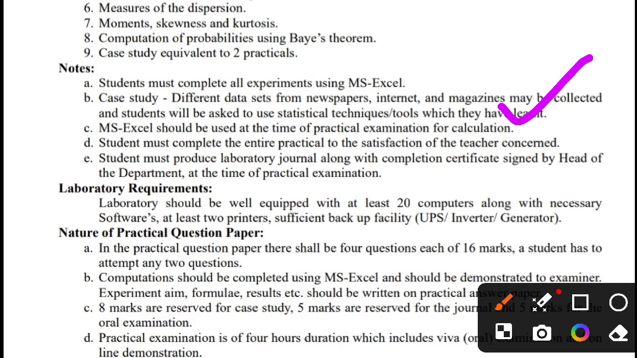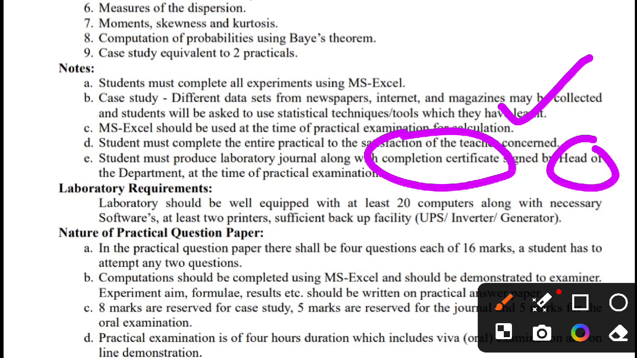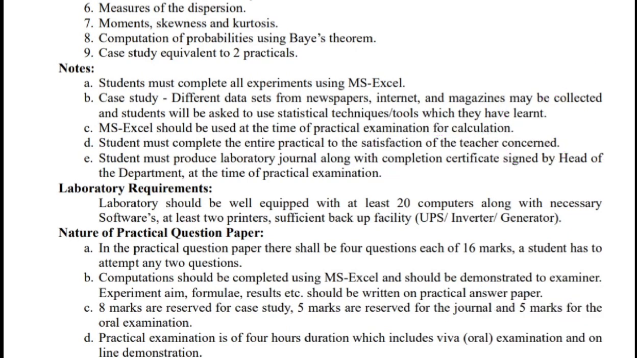And finally, students must produce the laboratory journal along with a completion certificate signed by the head of the department at the time of the practical examination. So it is very essential that you complete all the experiments to the satisfaction of the teacher concerned, and also take the sign of the head of the department. There are 8 experiments and you need to complete these 8 experiments.